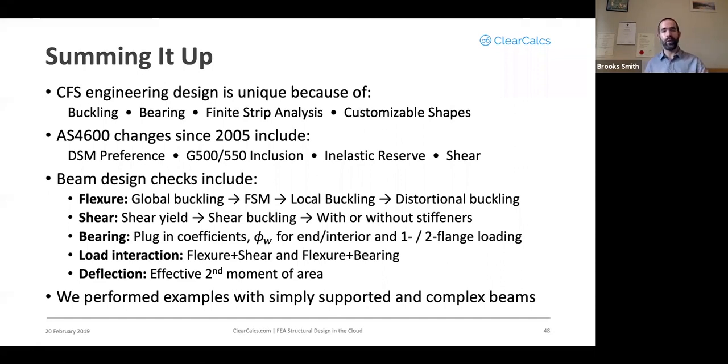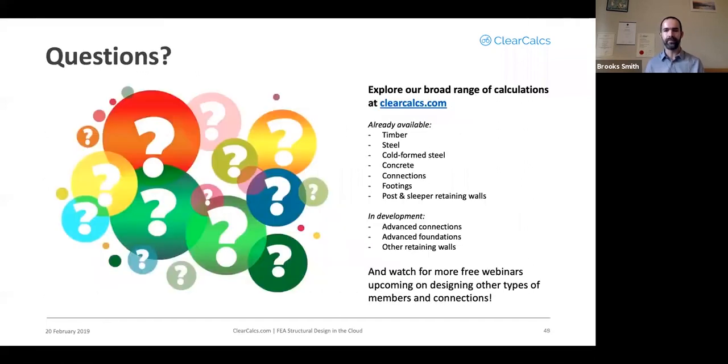We went through all of the full process for designing a beam, including checks for flexure, shear, bearing, load interaction for both flexure and shear and flexure and bearing, as well as deflection, keeping in mind our difference between effective and gross second moment of areas. And we also performed two different example calculations there, one with simply supported beams and one with complex beams.